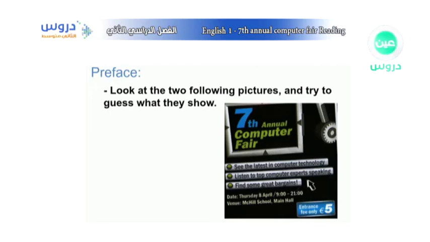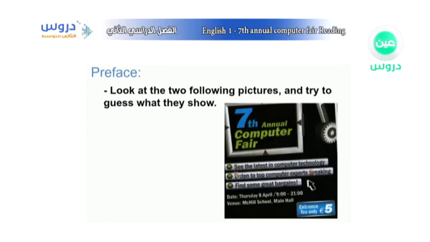Look at the following pictures and try to guess what they show. Mr. Ali, of course, both of you, look at this picture. What do you think it is talking about? Look at this. Welcome, Mr. Ahmed. Welcome. Look at this picture, all of you, please. Here we have a picture talking about what? The 7th annual computer fair. So what do you think? What do you understand from this picture?